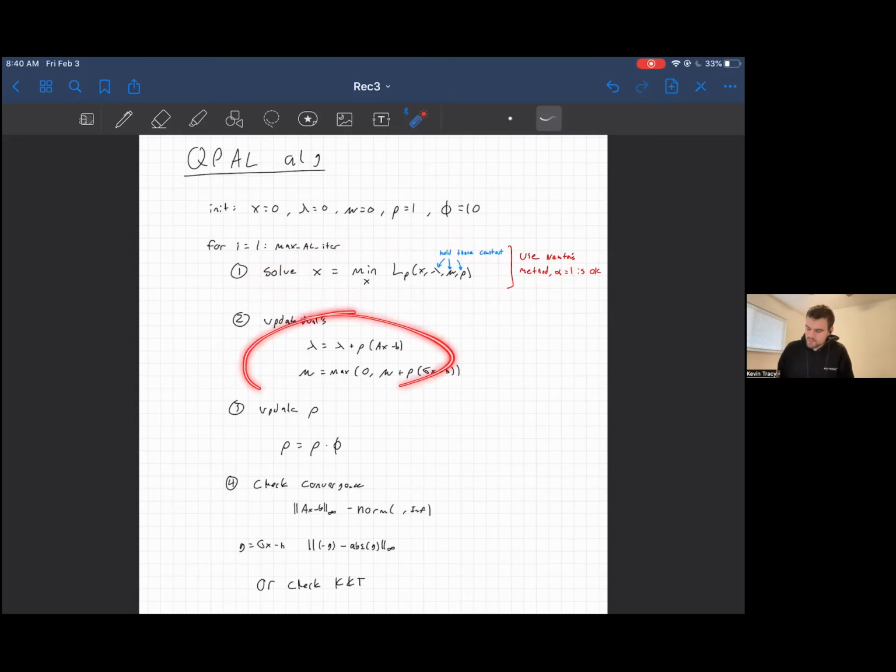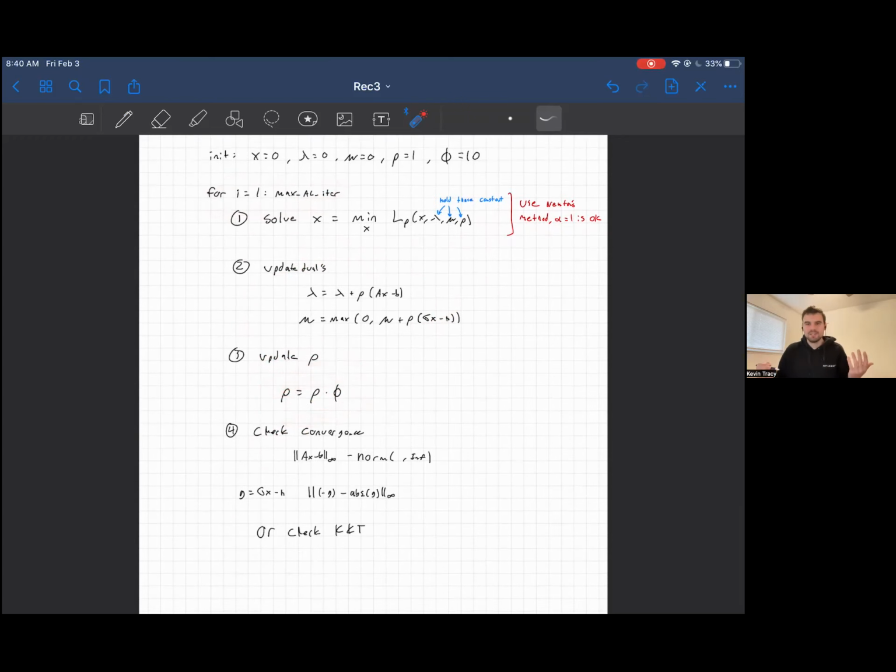Then I update the duals, then I update the penalty, then I check convergence. I keep doing this in every one of these main iterations, increasing the penalty and updating these variables, and at a certain point I will converge. We'll check this convergence either with the two things I wrote out right here, or we can just check the KKT conditions. They're both going to work just fine.